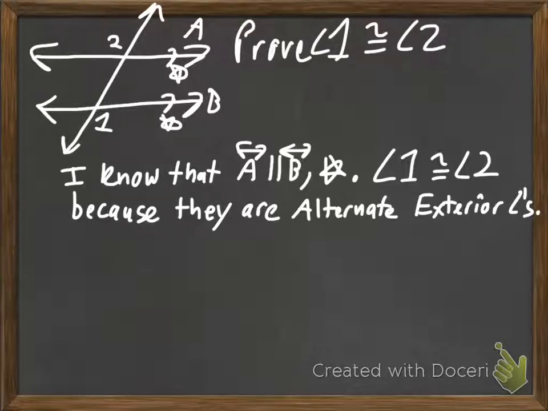So, this is one way to prove it. This is actually the fastest way to prove it. There are tons and tons of ways to prove it. We could have said something about angle 1 being vertical to an angle here, and then we could use corresponding angles if we wanted to. There's all sorts of different ways to prove these. It's whichever way you want to do, as long as it makes sense and the math works.